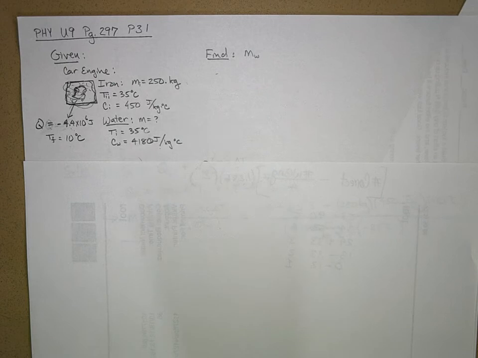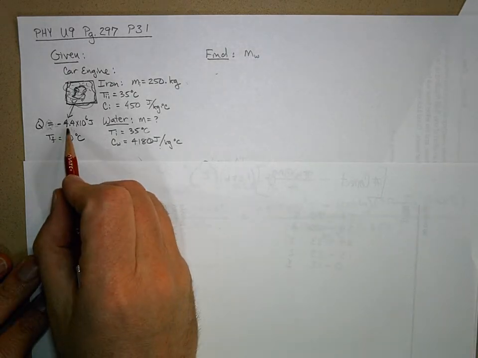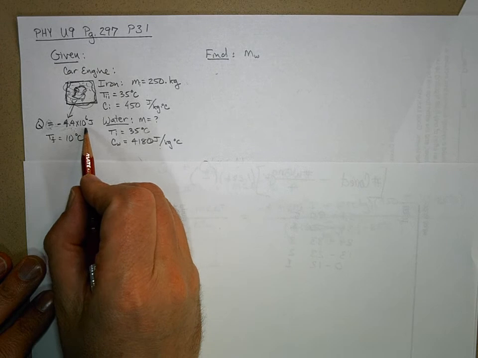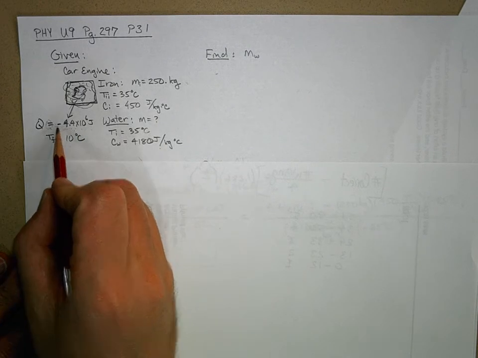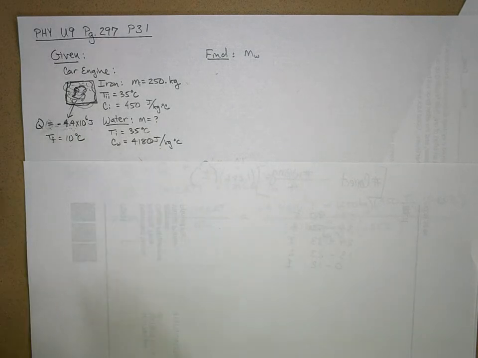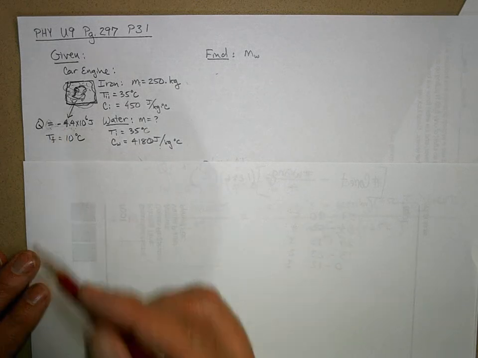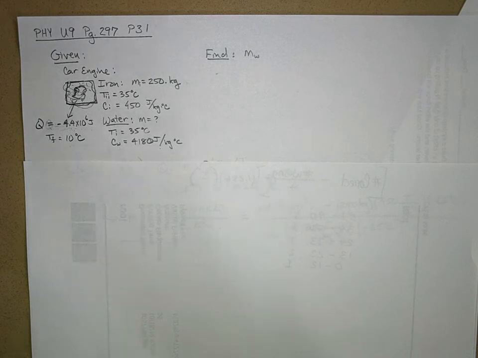Now, when a system loses heat, it says it lost 4.4 times 10 to the 6 joules. I put a negative in front of it. I don't think anybody did that when I graded your homework quiz. So, a negative there. Now, you don't have to do it that way, but let me show you how it works.